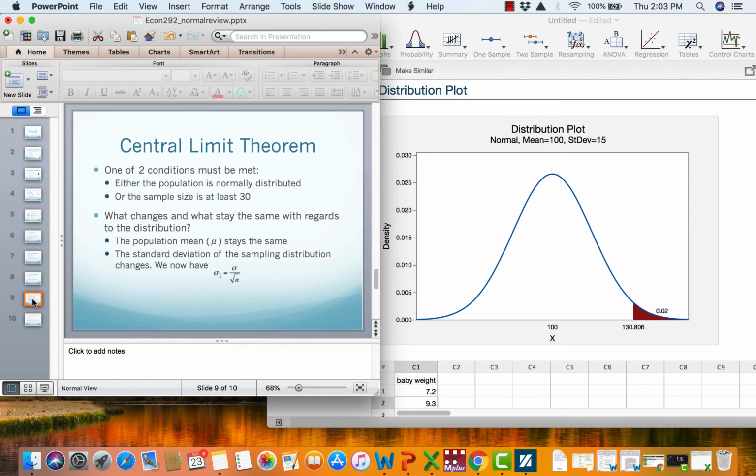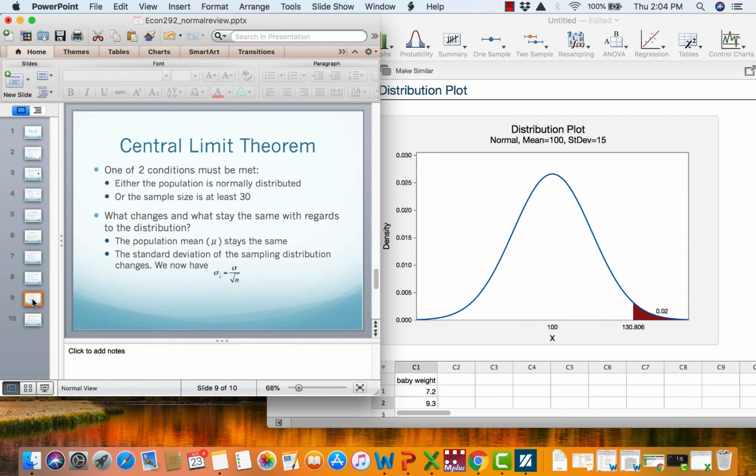Assuming that one of these conditions is met, what changes and what stays the same with regards to the distribution? The answer is the population mean mu stays the same. It does not change. Like we've seen with IQ, if we start taking random samples of people, say samples of size 20, and getting an average IQ, the mean of that distribution of samples of size 20 is the same as the population mean of 100.